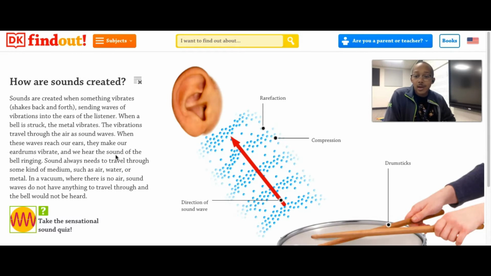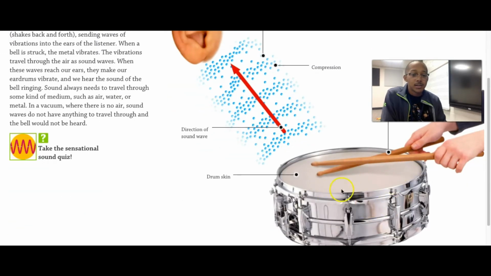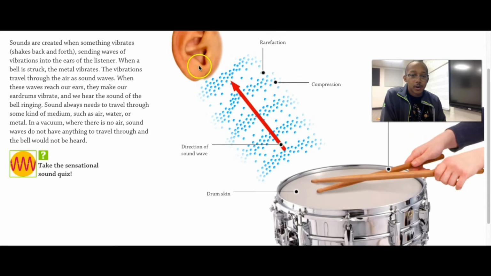Sound always needs to travel through some sort of medium, such as air, water, or metal. In a vacuum, where there is no air, sound waves do not have anything to travel through, and the bell would not be heard. So take a look at this drum. When these wooden sticks hit it, the drum skin vibrates to produce sound. The waves travel in the direction of the ear to where they're heard.